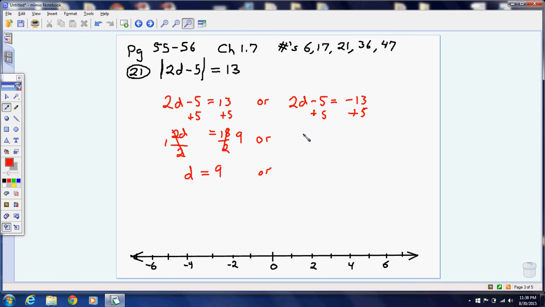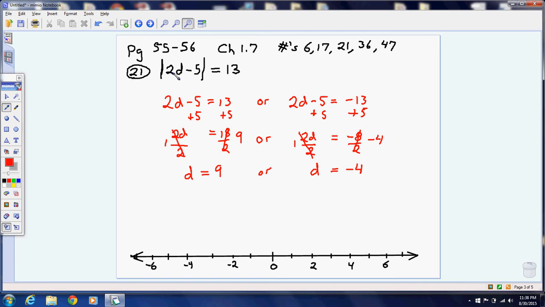Leaves us with 2d. The 5's cancel each other out, equals negative 13 plus 5 gives us a negative 8. Divide each side by 2 to get rid of that coefficient in front of the variable. That leaves us with 2 over 2 is just 1. Negative 8 divided by 2 is negative 4. Let's clean this up. We got d equals negative 4.